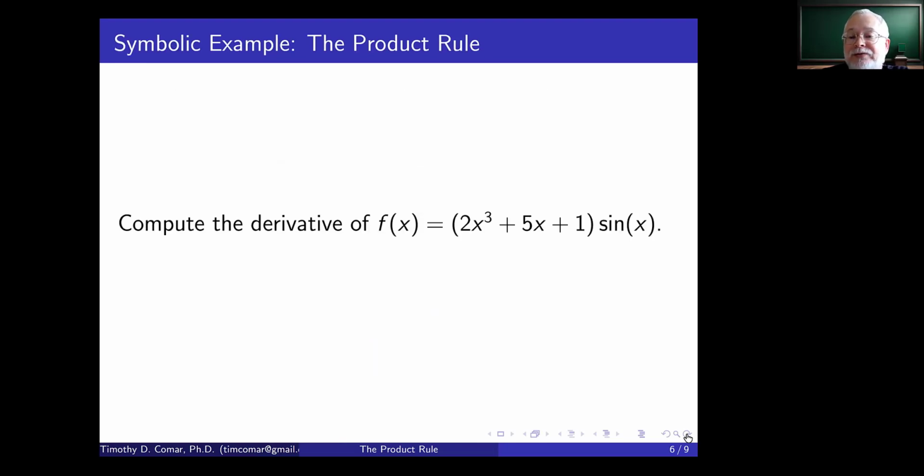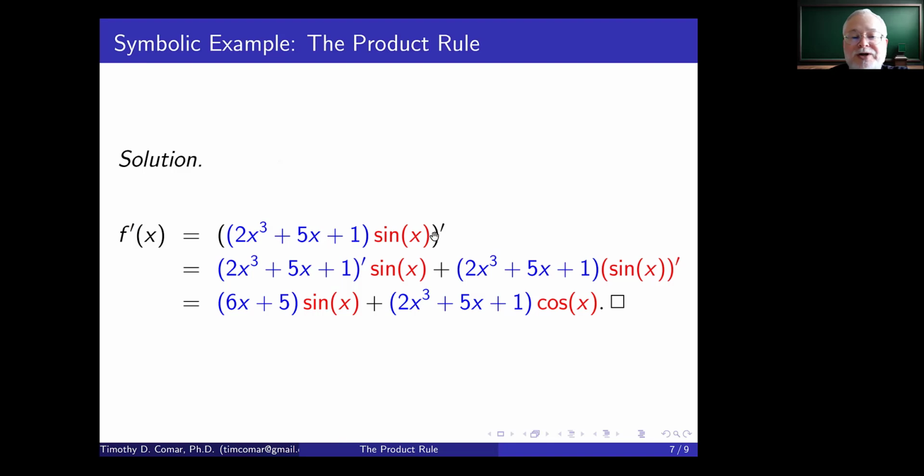Now we are going to compute the derivative of a function given in its symbolic form. This time we want to compute the derivative of this function f, which is the product of the polynomial function 2x cubed plus 5x plus 1 times sine of x.